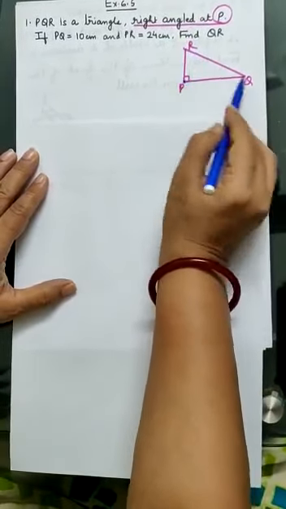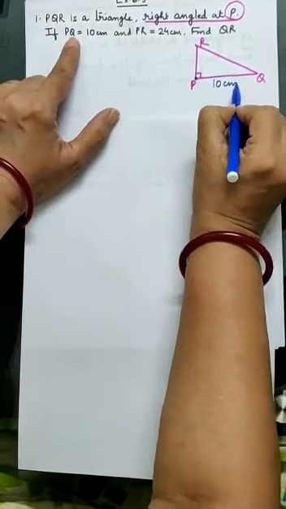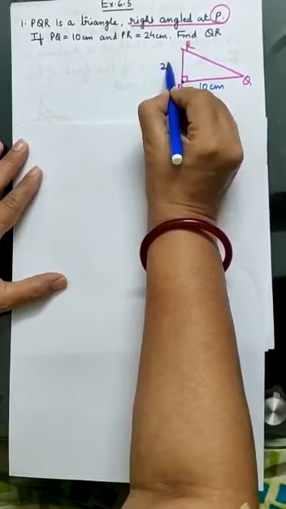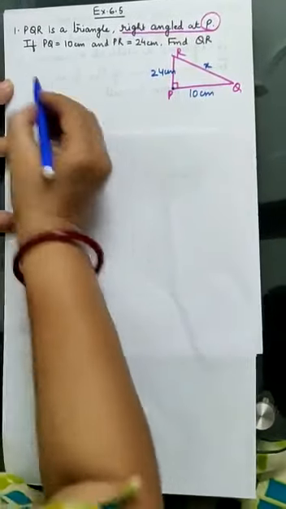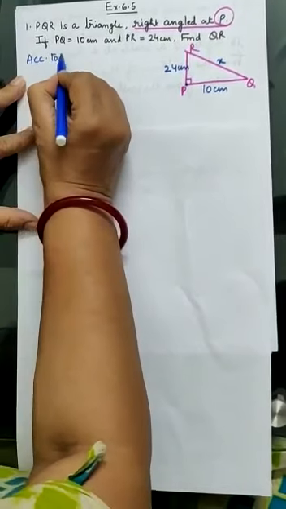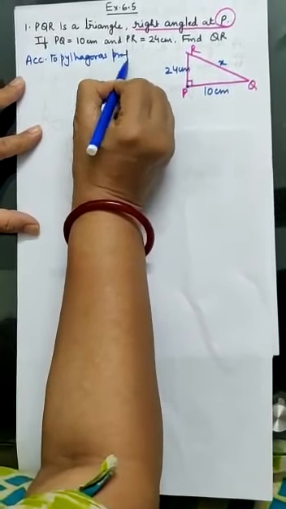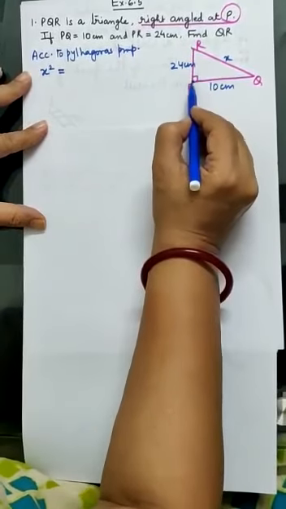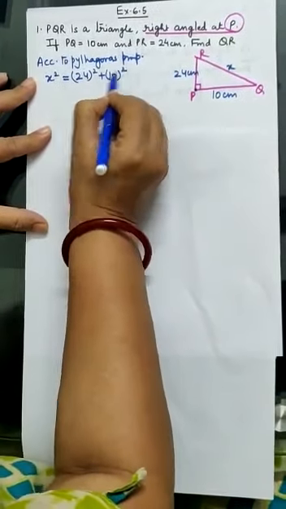Now we name the other two vertices as Q and R. Now it is given PQ is equal to 10 centimeters, so we write here PQ is 10 centimeters. PR is given how much? It is given 24 centimeters. Alright. Now let RQ be X. Now according to Pythagoras property, x square is equal to 24 square plus 10 square.